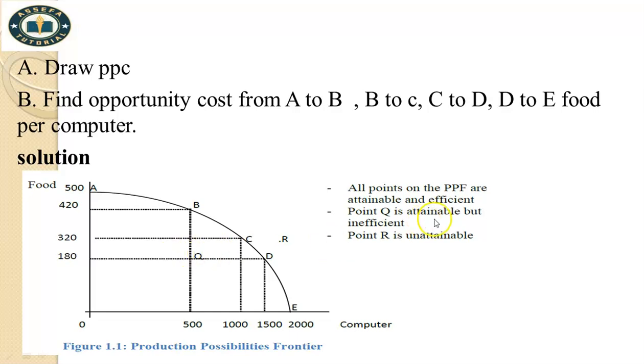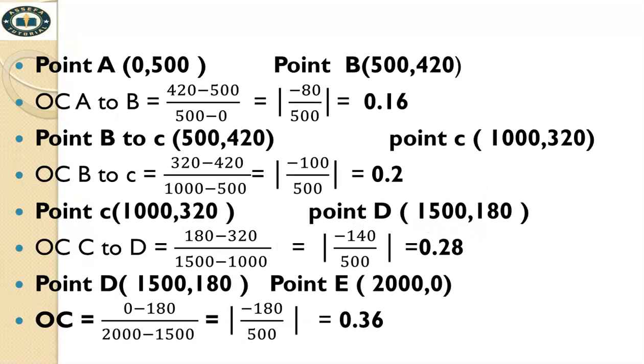Now, like point A, point B, point C, point D, point E, attainable, efficient. Point Q, attainable but inefficient. Now, point R, unattainable. Therefore, don't miss this point. In product possibility curve, there are 3 areas: on product possibility curve, inside of product possibility curve, outside of product possibility curve. So all points on product possibility curves are attainable and efficient. All points inside of product possibility curves are attainable but not efficient. All points outside of product possibility curves are unattainable but efficient.